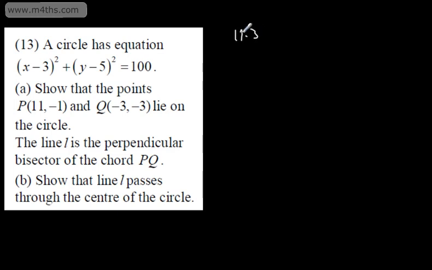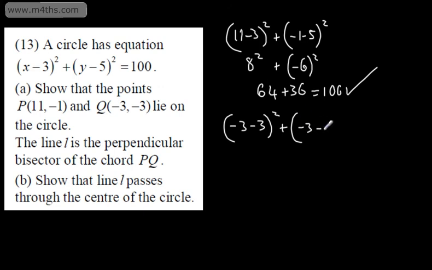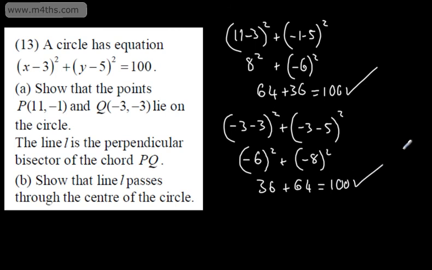So what we'll have is 11 minus 3 all squared plus now y, which is negative 1, subtract 5 all squared. That's 8 squared, and then this is going to give me now plus negative 6 squared. 64 plus 36 is equal to 100, therefore it's on the circle. Let's do the next one, negative 3, and we're going to subtract now 3. We need to square that. Then we're going to have negative 3, subtract the 5. So that's negative 6, which we need to square, plus negative 8, which we need to square. 36 plus 64 is equal to 100, therefore it's on the circle.